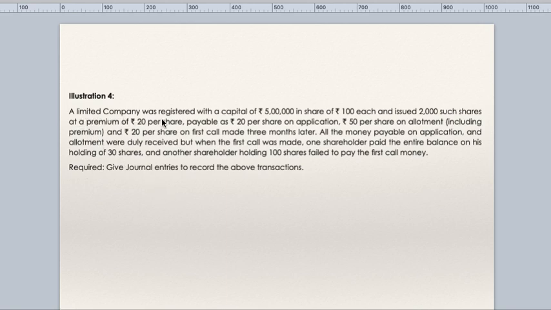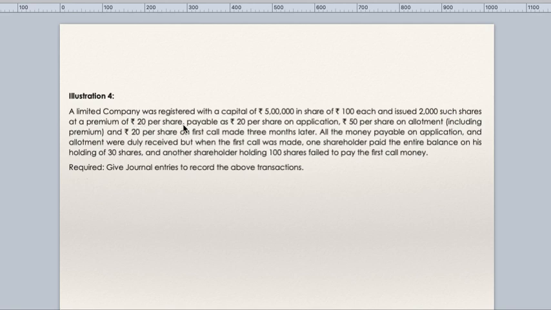A limited company was registered with a capital of rupees 5 lakhs in shares of 100 each. Rupees 5 lakhs, and the face value of each share is 100. So the number of shares is 5,000. 5,000 into 100 makes 5 lakhs. 5 lakhs is the registered capital, which is also known as authorized and nominal capital.